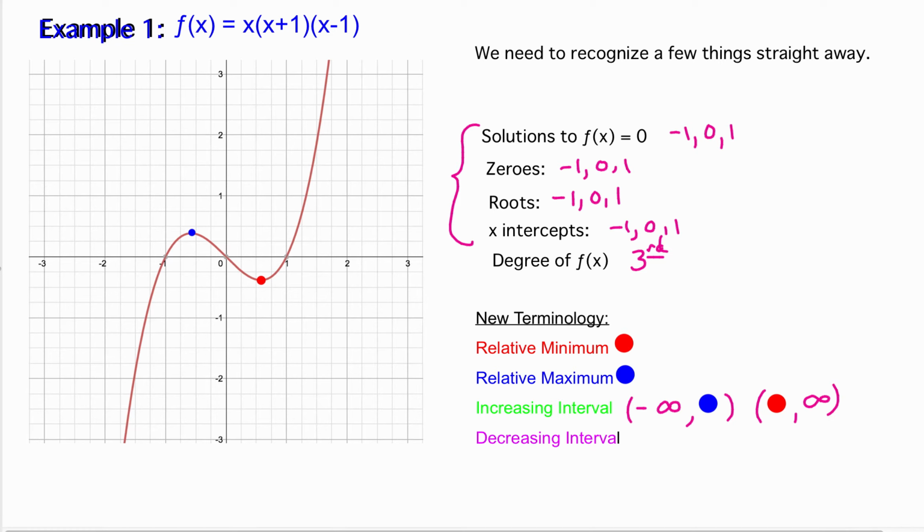And we had a decreasing interval that went from our relative maximum to our relative minimum. And again, these would have been points if we knew what those values were. And since we had two increasing intervals there, we can say or. Remember that U union, we are increasing from negative infinity to our blue maxima, or we are going from our red minima to our infinity.